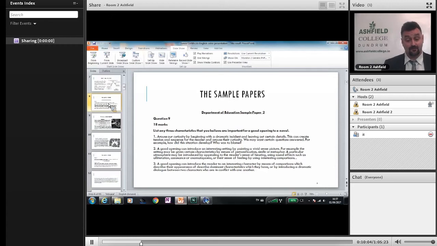Third point you might make in responding to this question is that a good opening can introduce the reader to an interesting character by means of comparisons which describe their appearance or describe dominant characteristics which they have, or by introducing a dramatic dialogue between two characters who are in conflict with one another.